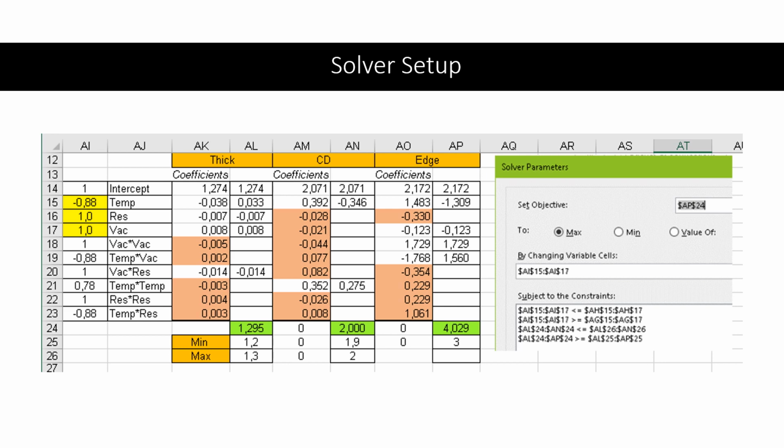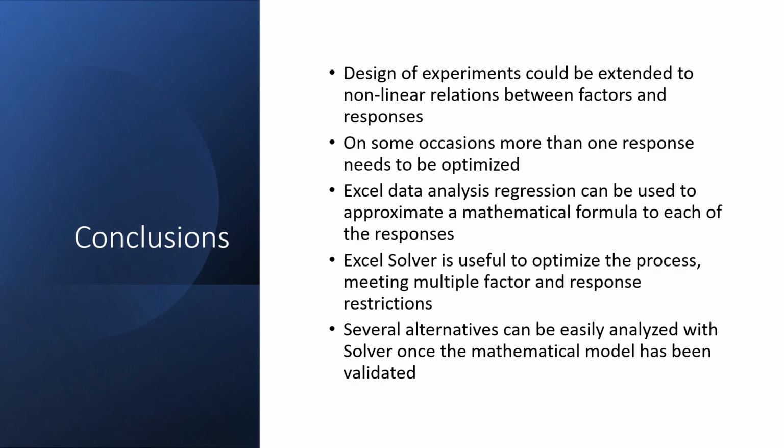These factor values should be between +1 and -1. We specify the maximum and minimum values required in the responses. We select response edge to be maximized, as well as meet the minimum restriction of 3. Solver was able to find factor values that meet all specifications.